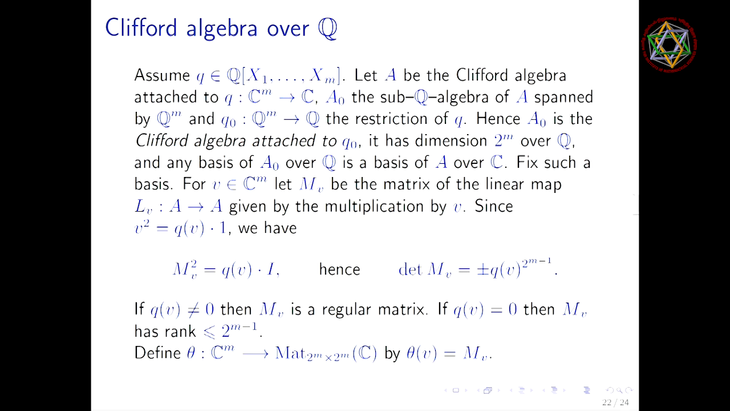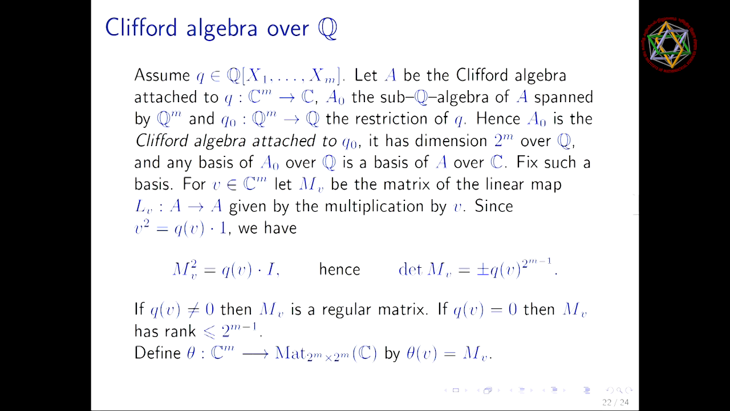We need it over Q. And so for that, we take a quadratic form which has coefficients in Q. And we take the sub-Q-algebra of A, which is spanned by Q^m inside C^m. And Q0 is the restriction of Q to Q^m. And A0, which is this sub-Q-algebra, is the Clifford algebra attached to Q0. It has dimension 2^m over Q. Now, this is the difference, it's Q instead of C. And any basis of A0 over Q is a basis of A over C. So we fix such a basis.